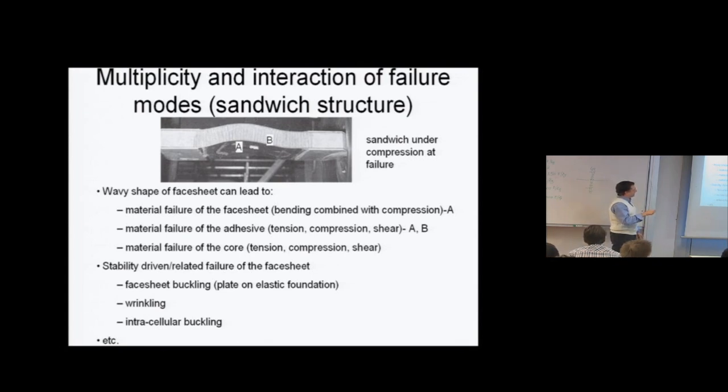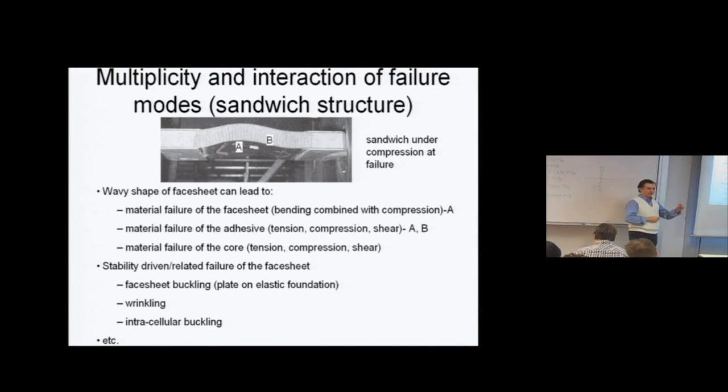At point B, you have the maximum shear, so you can fail the adhesive in shear or the core in shear. You don't often fail the face sheet in shear, but you could. And then, of course, the overall, what is wrong with this? The overall buckling, you can see it has buckled. And then you can have failure modes such as the wrinkling, which is a very localized buckling failure mode, and intracellular buckling, which is even more localized because it happens within cells, individual cells.